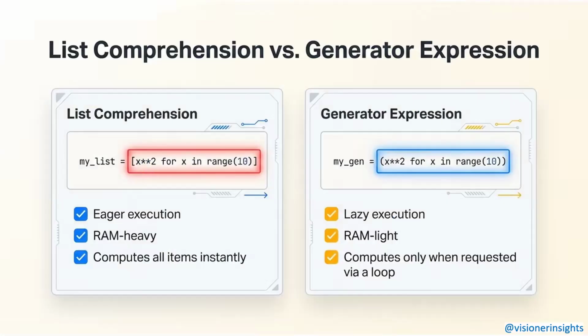You know what's crazy? You don't even need a full multi-line function definition to get this benefit. Look at how a tiny syntax change makes a massive difference. On the left, we have list comprehensions. They use square brackets to eagerly compute all items instantly. On the right, we have generator expressions. You just swap those square brackets out for standard parentheses. Instantly, you've converted a RAM-heavy operation into a lazy, RAM-light pipeline that only computes when specifically requested. It's such a simple, elegant trick.